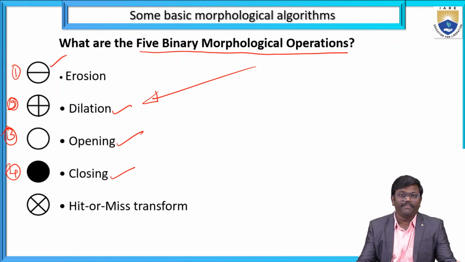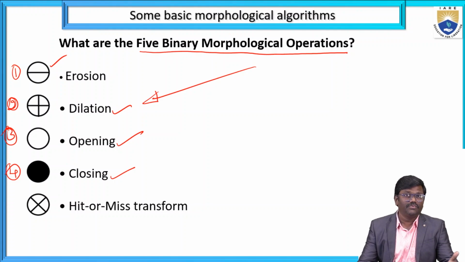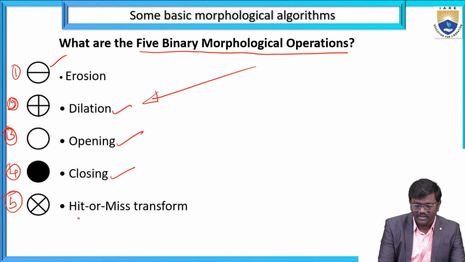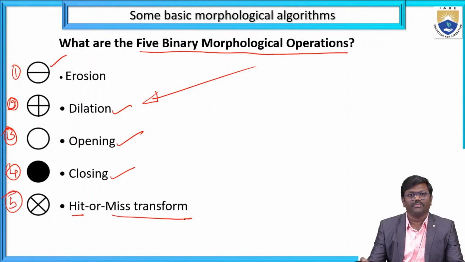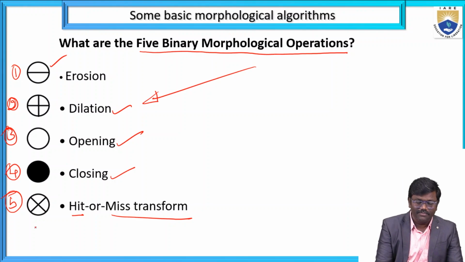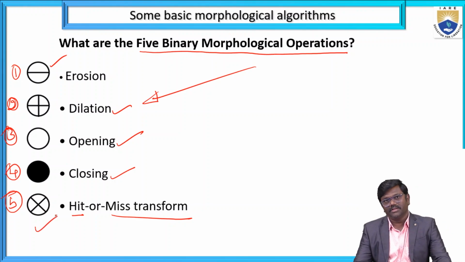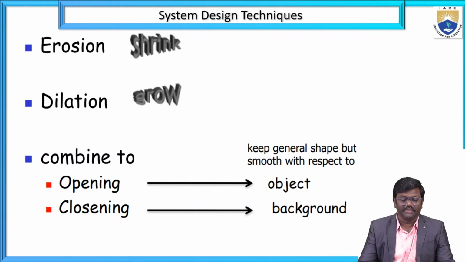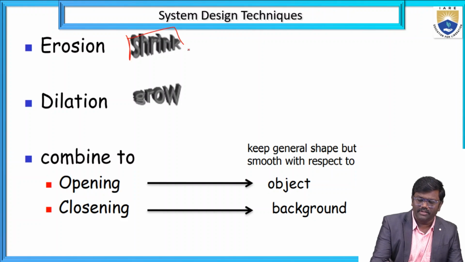So we prepare five binary morphological operations, which we are concentrating on, since we are preparing computer science students. From an algorithm point of view, we can prepare each and every operation. Coming to the last one, the fifth, hit or miss transformation, we consider it as a simple representation of the symbol.